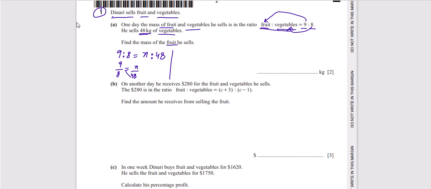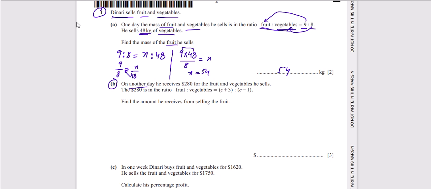So 48 multiplied with 9, divided with 8, is equal to x. First of all, multiply 9 with 48, then divide with 8. So the final answer is 54. So the answer is 54. Part B.